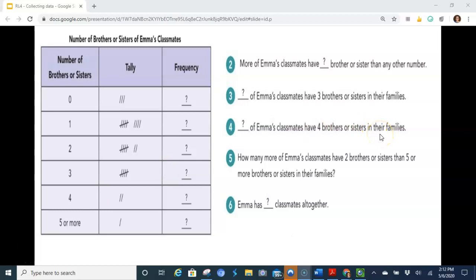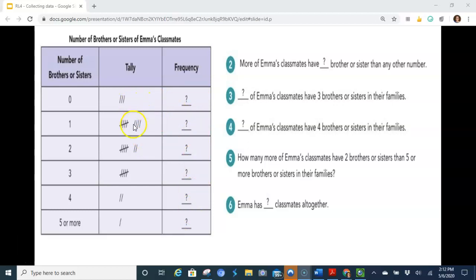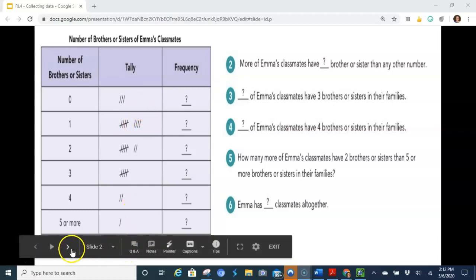So before we start analyzing this, it's always a good idea to take those tally marks and change them to a number frequency. So you need to look at that and go, oh, it's 3. This one is 5 and 4, so it's 9. So you want to figure out what each value is.